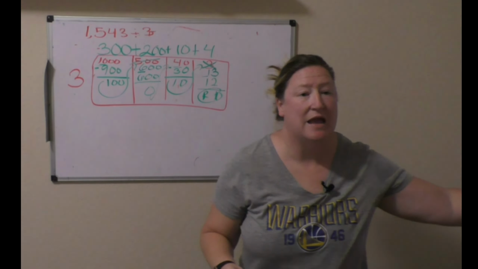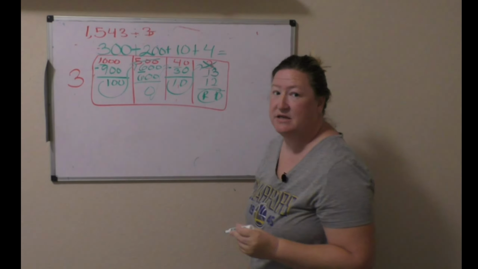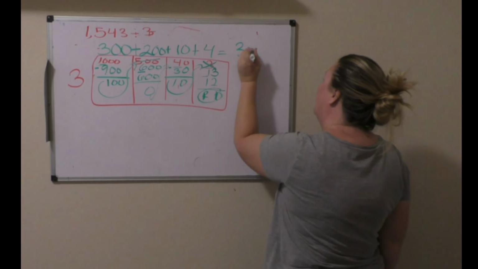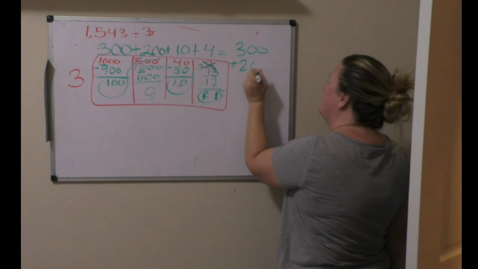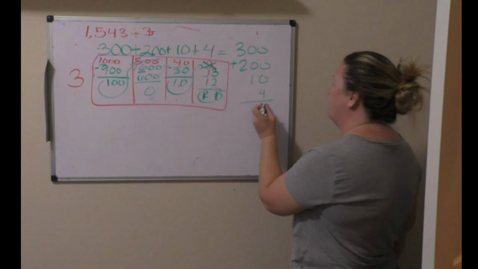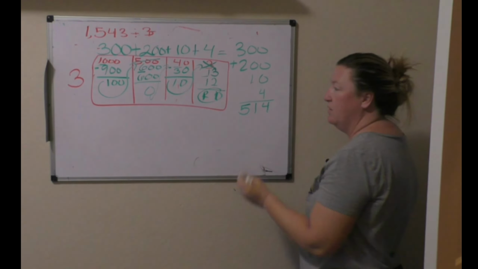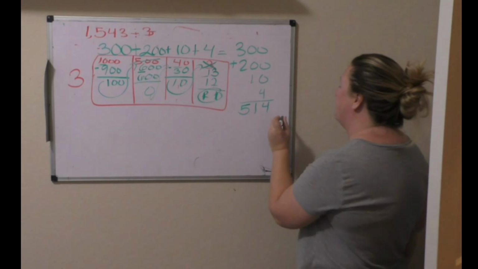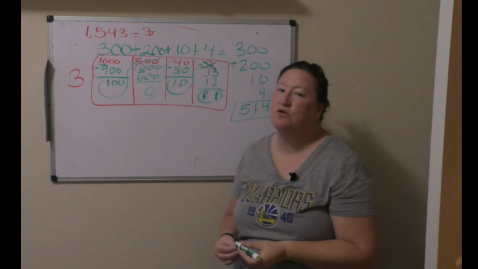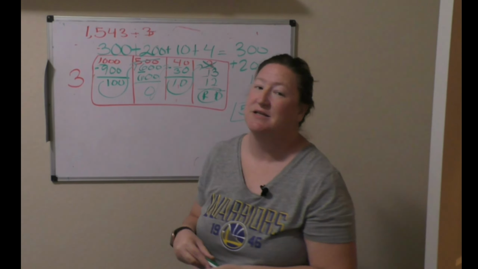And I'm not done yet, because I know that I have to add all of these together in order to get my answer. So 300 plus 200 plus 10 and 4. I know I have a 4 here, a 1 here. 3 plus 2 is 5. And again, I can't forget about my remainder of 1. So my answer is 514 with the remainder of 1. And that, boys and girls, is area model.